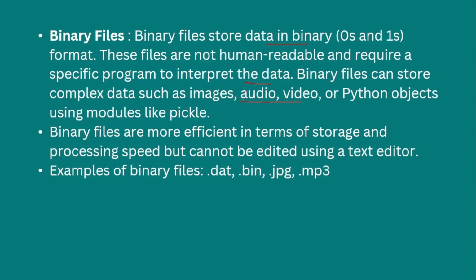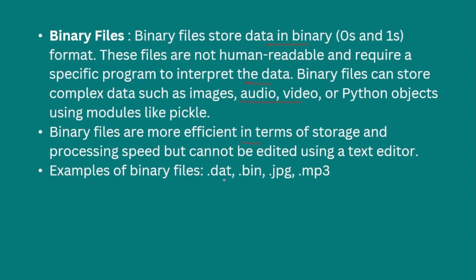We just saw that image, audio, video, these are all binary files. They are not human readable. Their data is stored in binary format in zeros and ones, so we cannot directly read the data. Binary files are more efficient in terms of storage and processing speed, and cannot be edited using a text editor. They have higher processing speed.